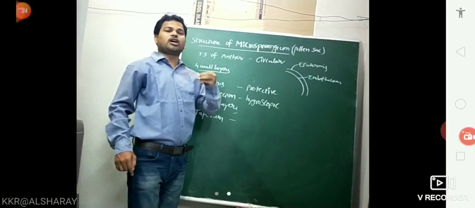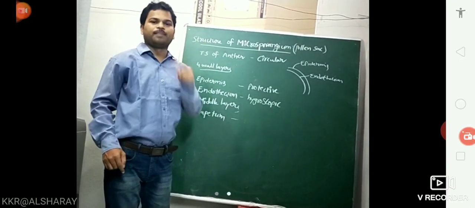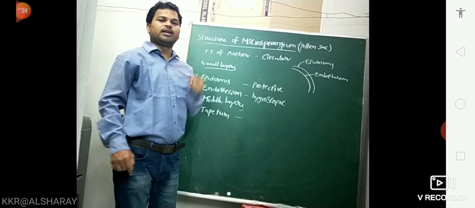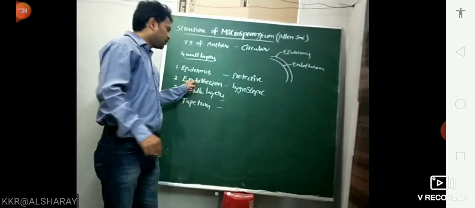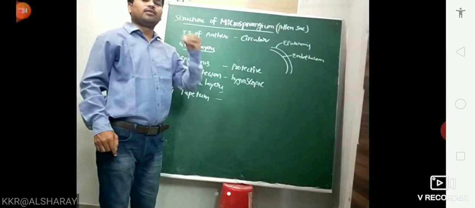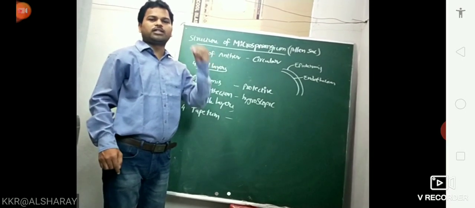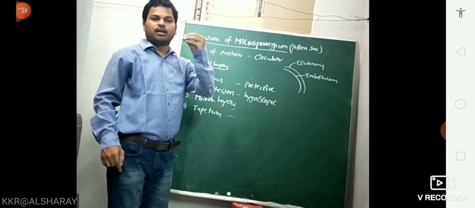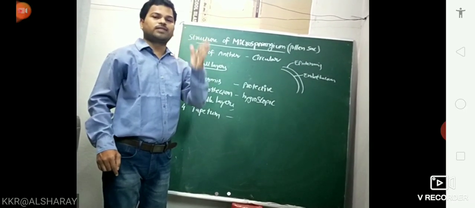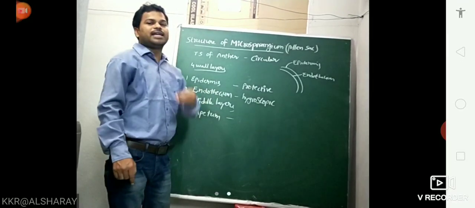Question: which of the following layers mainly helps in dehiscence of anther? A. Epidermis. B. Endothecium. C. Middle layer. D. Tapetum. The answer is endothecium. Of course, if the question is which of the following structures helps in dehiscence of anther, with options A. Epidermis, B. Endothecium, C. Middle layer, D. All the above, then you take all the above. If they ask separately, you have to take the endothecium for dehiscence of anther.